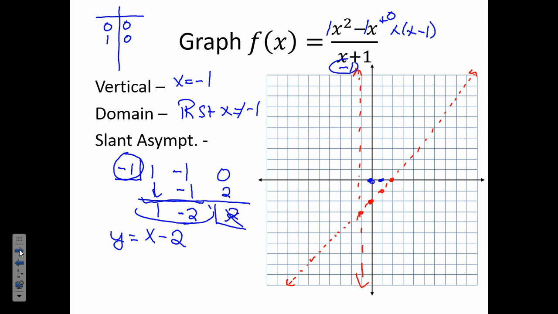Try negative 1/2. Negative 1/2 squared is going to be a positive 1/4, and negative 1/2 plus 1 is 1/2. So 1/4 and a half is 3/4. 3/4 divided by a half is going to be 3/2, 1.5. So at negative 1/2, we're 1.5 up. So can you see what it's doing there? Yep. I'm going to approach this asymptote, but never touch it. Approach this one, never touch it.